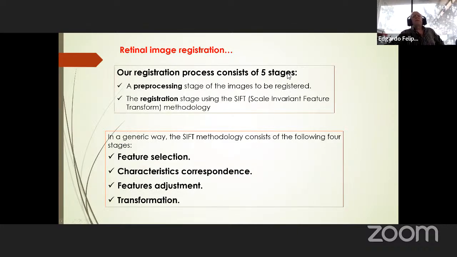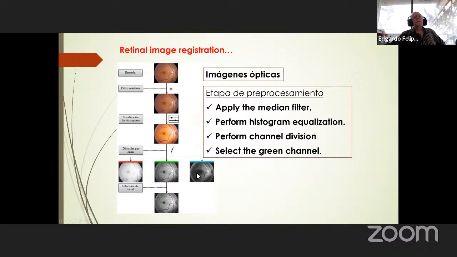Our registration process consists of 5 stages. In general, one preprocessing stage of the image to be registered, and the registration stage using the SIFT, Scale Invariant Feature Transform methodology. This registration is the motivation of our paper. In a generic way, the SIFT methodology consists of the following 4 stages: feature selection, characteristics correspondence, features adjustment, and transformation. They are explained now, and I am going to show you this situation in a pair of images. Here is the first of all, the preprocessing stage.